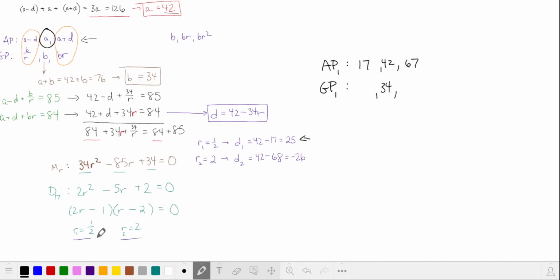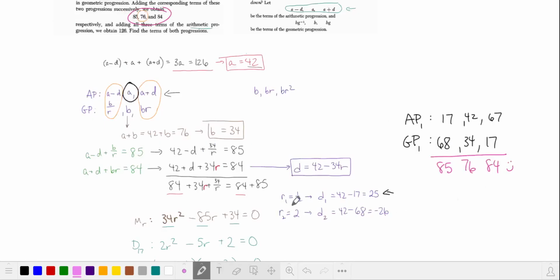Here we're going to divide by 1/2 to get the first term. That's the same as multiplying by 2. And then we'll take 1/2 of 34 to get 17. Let's see if this gives us the three sums that we want. Comparing to the problem statement, we find a valid solution.